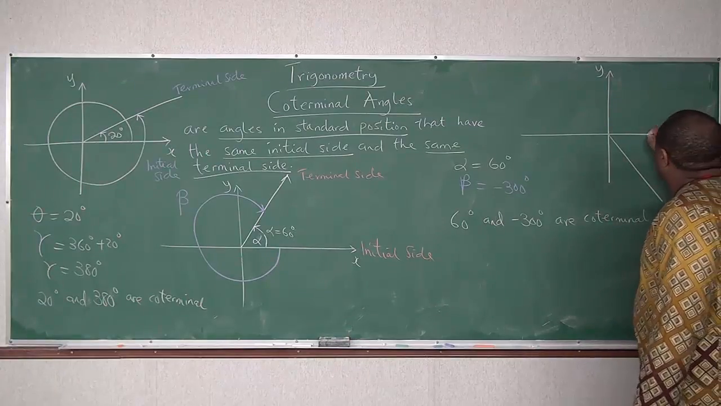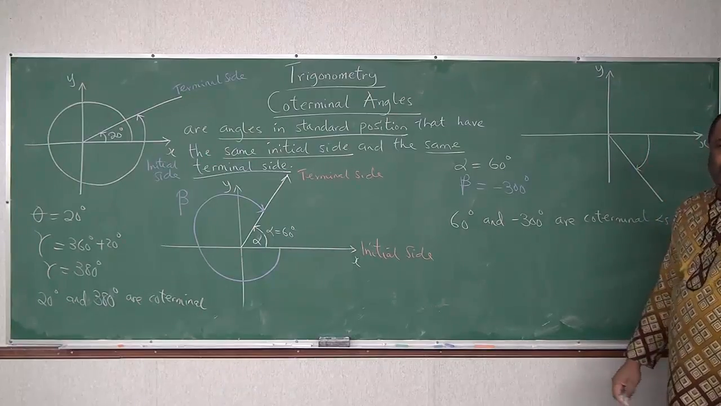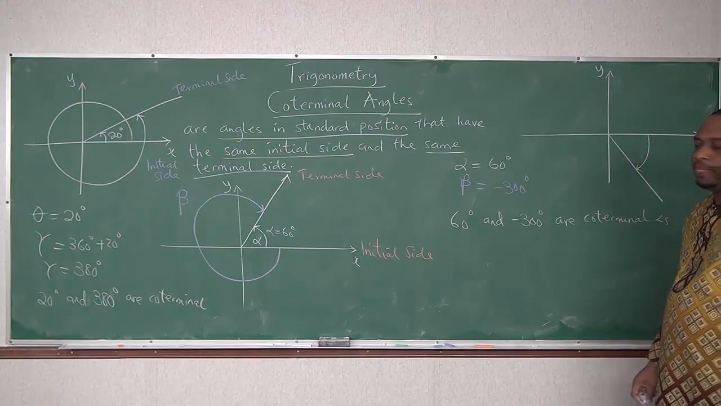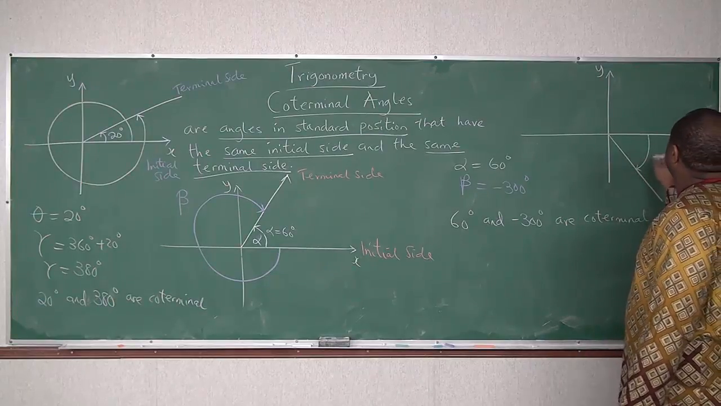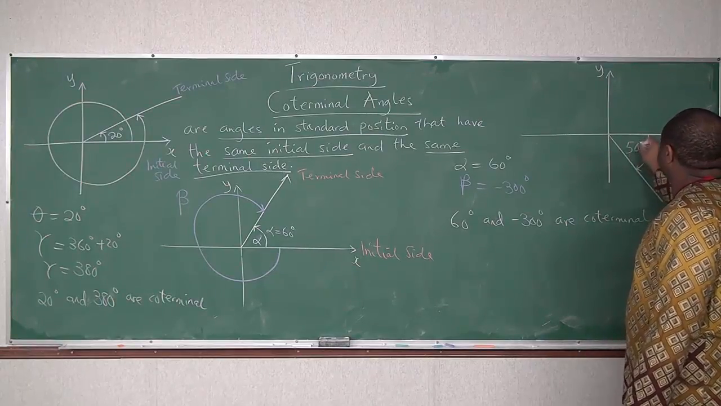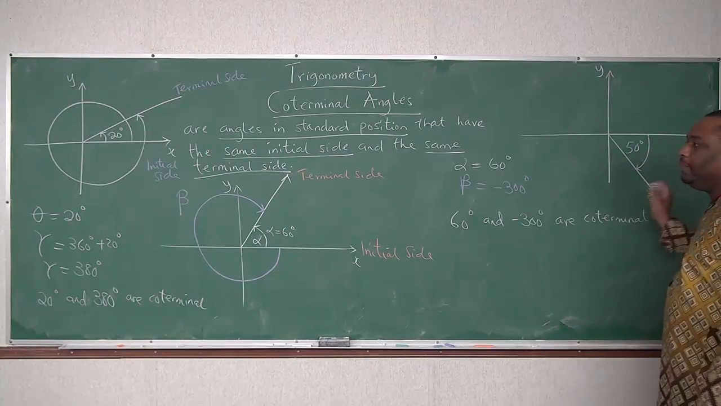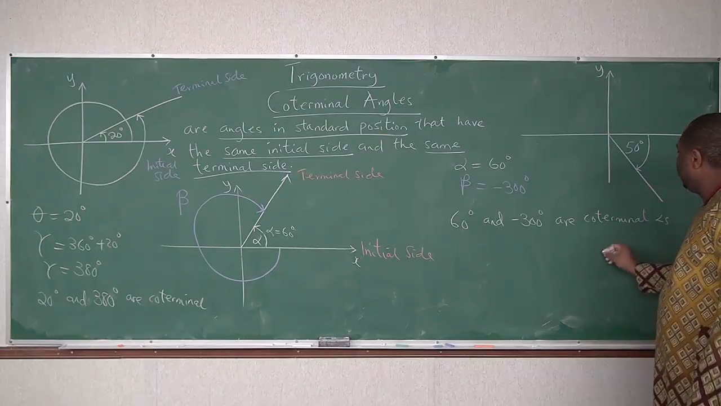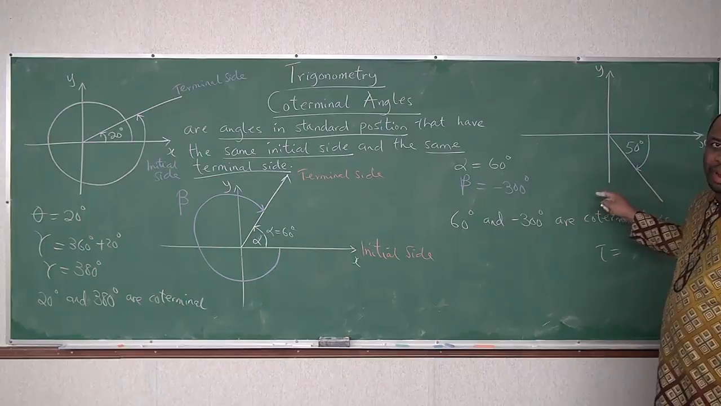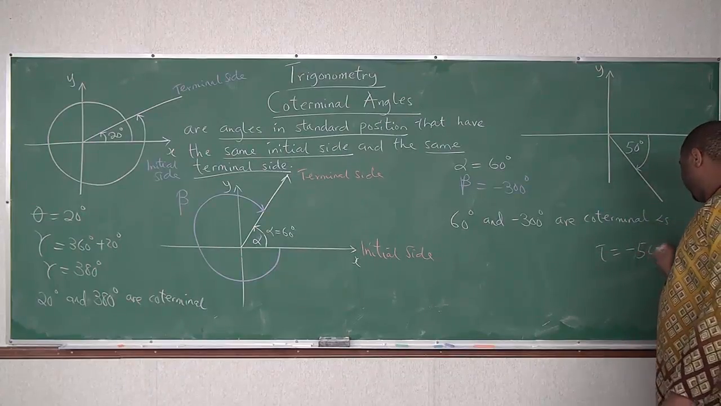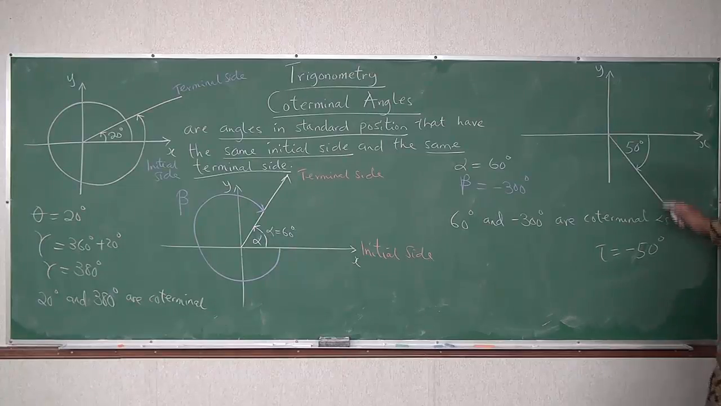So, from here, this is a clockwise rotation. Let me call this maybe 50 degrees, and let me call this tau. Because it's a clockwise rotation, negative 50 degrees.